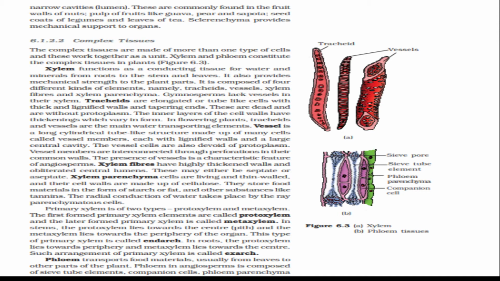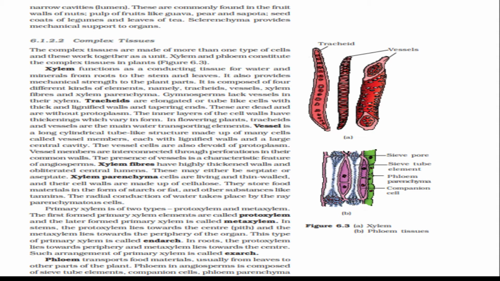These are commonly found in the fruit walls of nuts, pulp of fruits like guava, pear and sapota, seed coats of legumes and leaves of tea. Sclerenchyma provides mechanical support to organs. 6.1.2.2. Complex tissues. The complex tissues are made of more than one type of cells, and these work together as a unit. Xylem and phloem constitute the complex tissues in plants, figure 6.3.